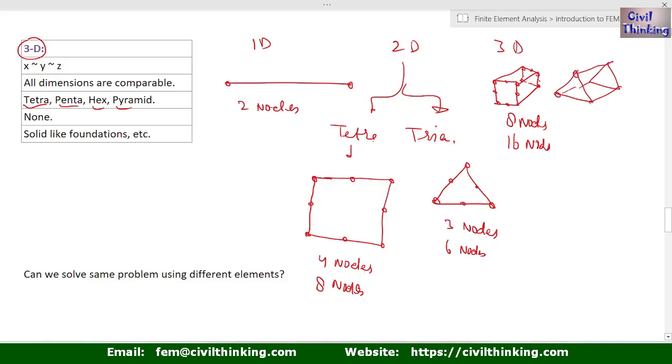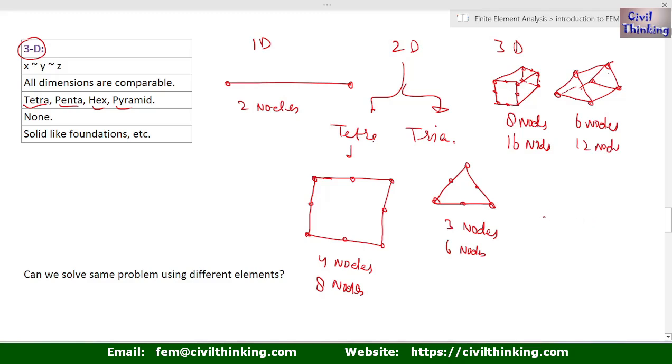Then we get these nodes. How many nodes are here? 6 nodes, right? Or if we increase further, how many do we get? This is 6 plus 6, right? We get 12 nodes.